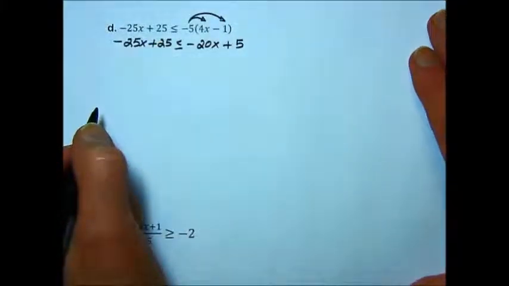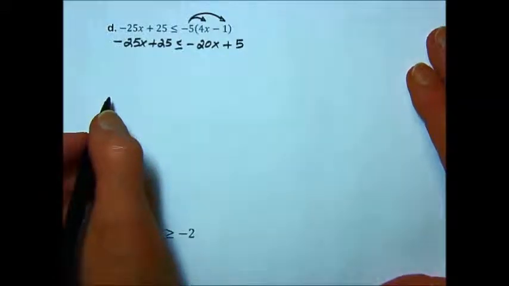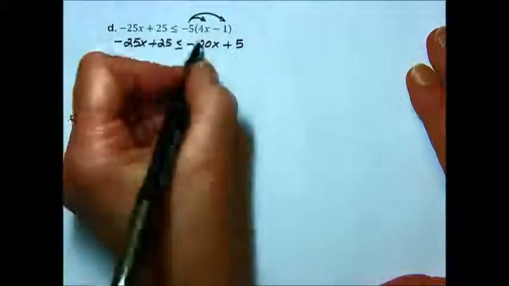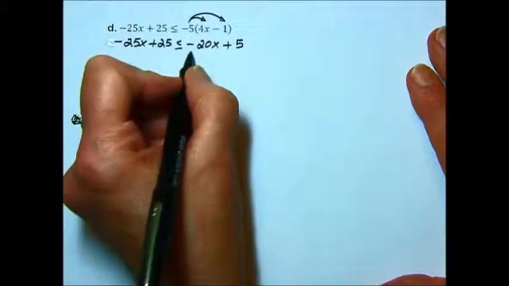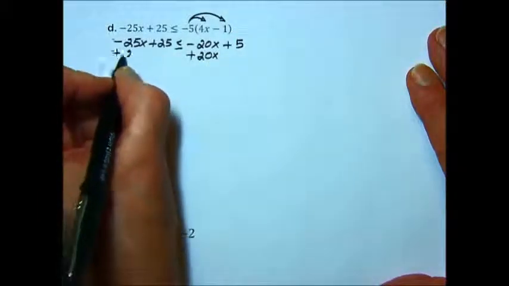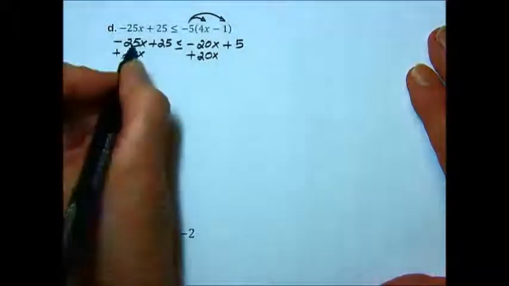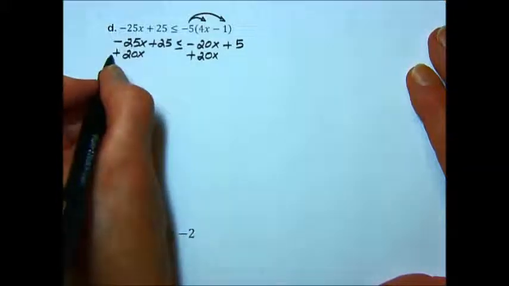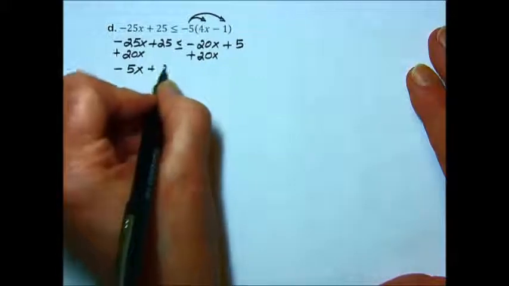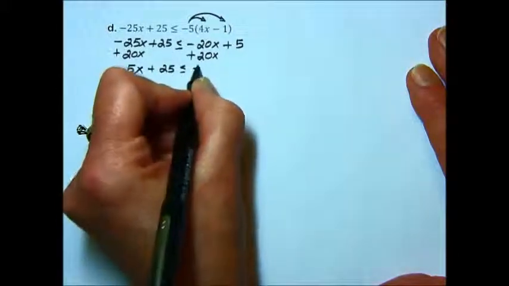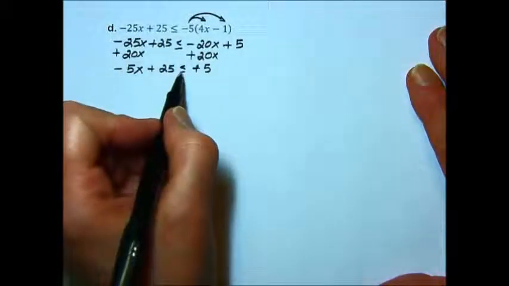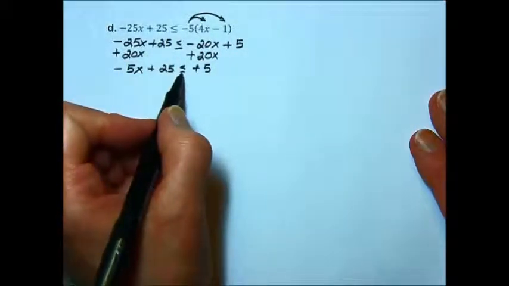We have variables on both sides, so we want to get them to one side. It doesn't matter which direction. A lot of people like seeing the variable on the left-hand side. So let's add a 20x, just as long as we maintain equality. So simplifying, we have a negative 25 plus 20 still leaves us on the negative side of things. Plus 25 is less than or equal to a positive 5. Adding and subtracting doesn't change the direction of our inequality.